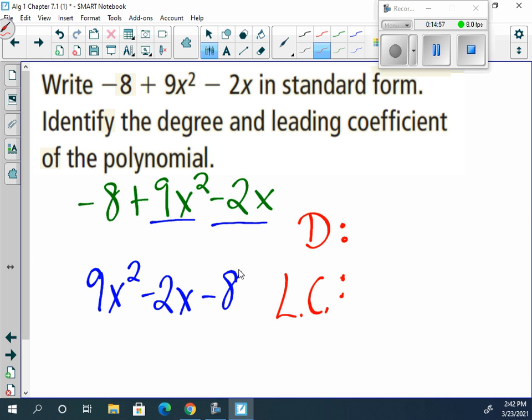Now, what would the degree be for this here? 2. The biggest exponent is 2. You're getting ahead because you're anticipating what I was going to say next. So the biggest exponent on those variables is 2, so the degree is 2. Now the leading coefficient would be 9, because the leading coefficient is always the number in front of the variable with the biggest exponent, which would be 9. Questions on this here?